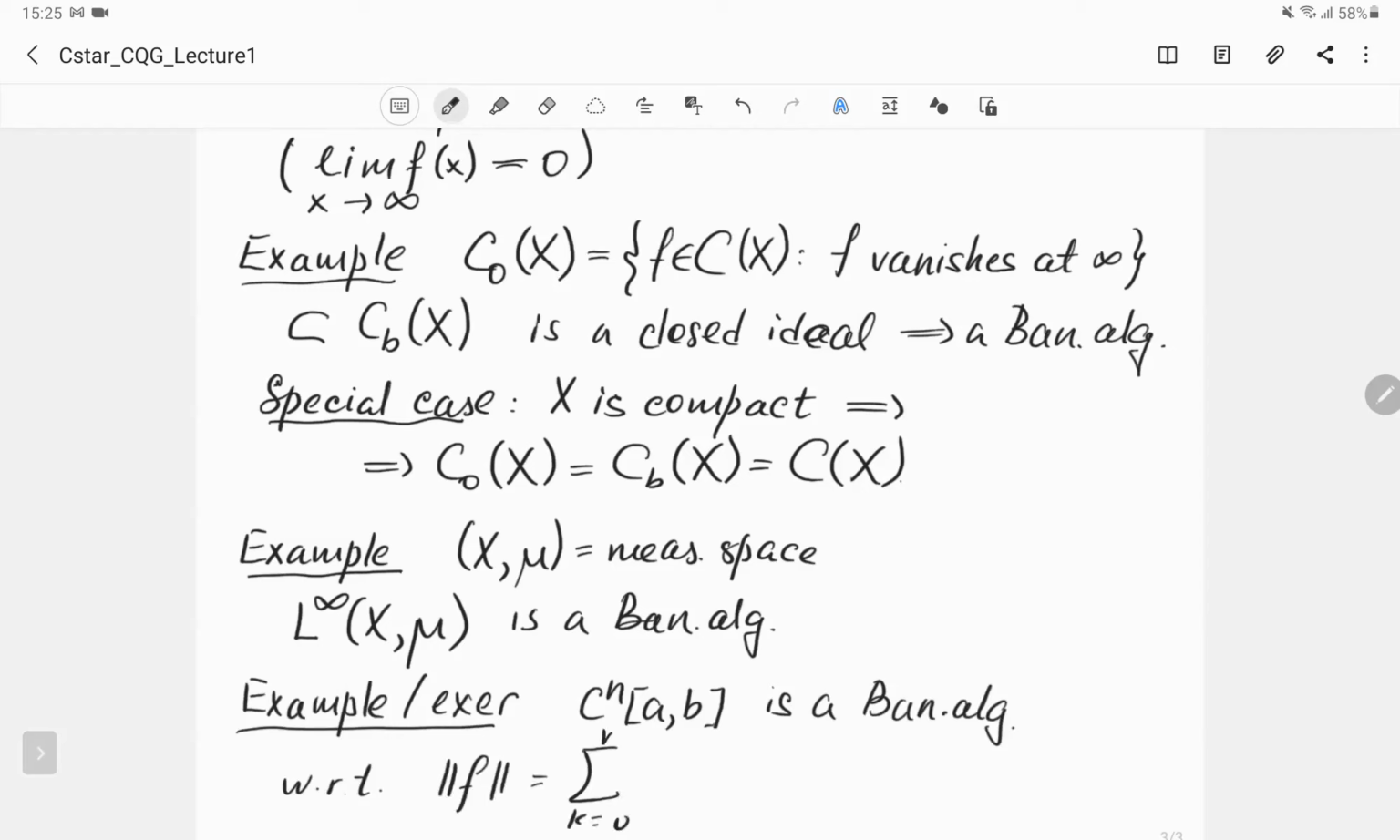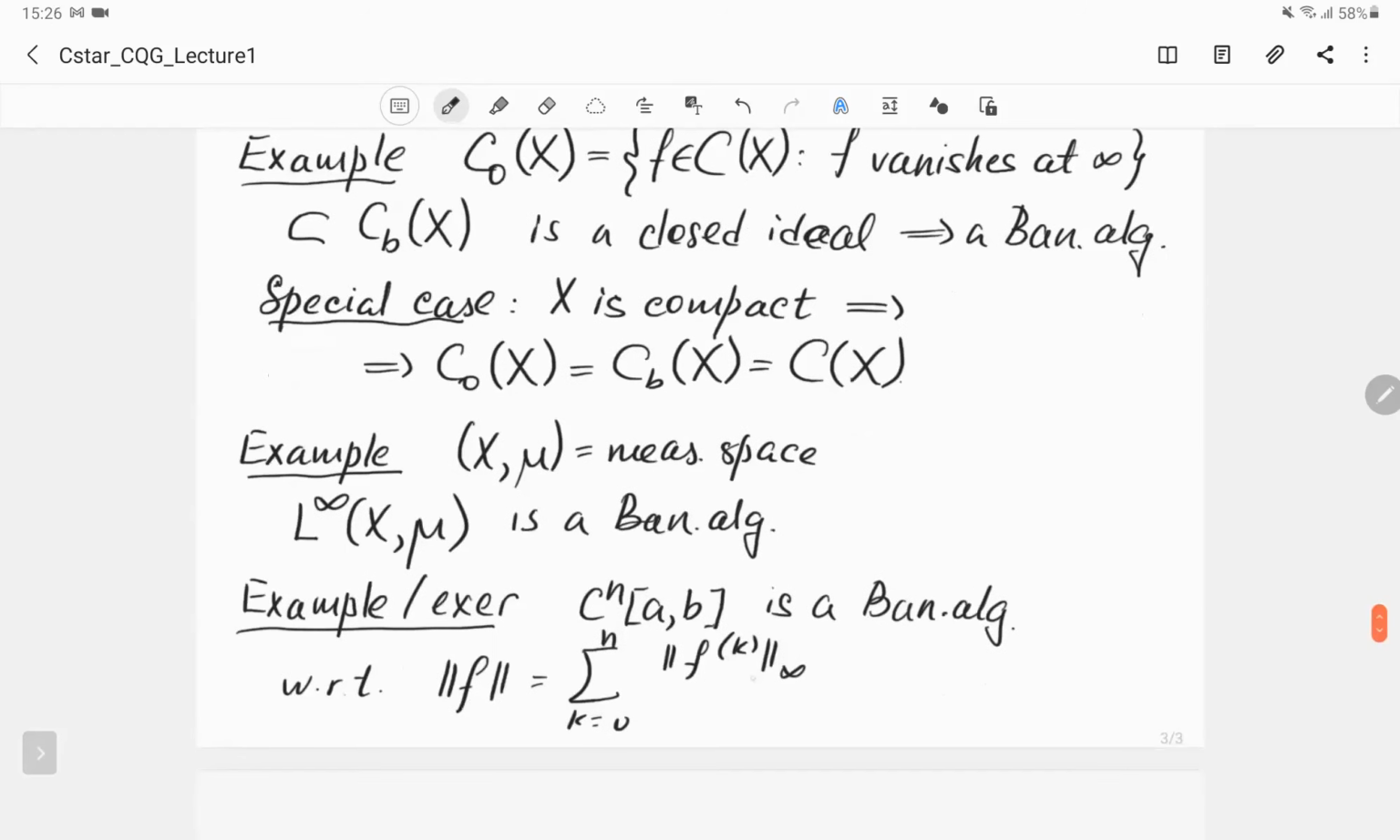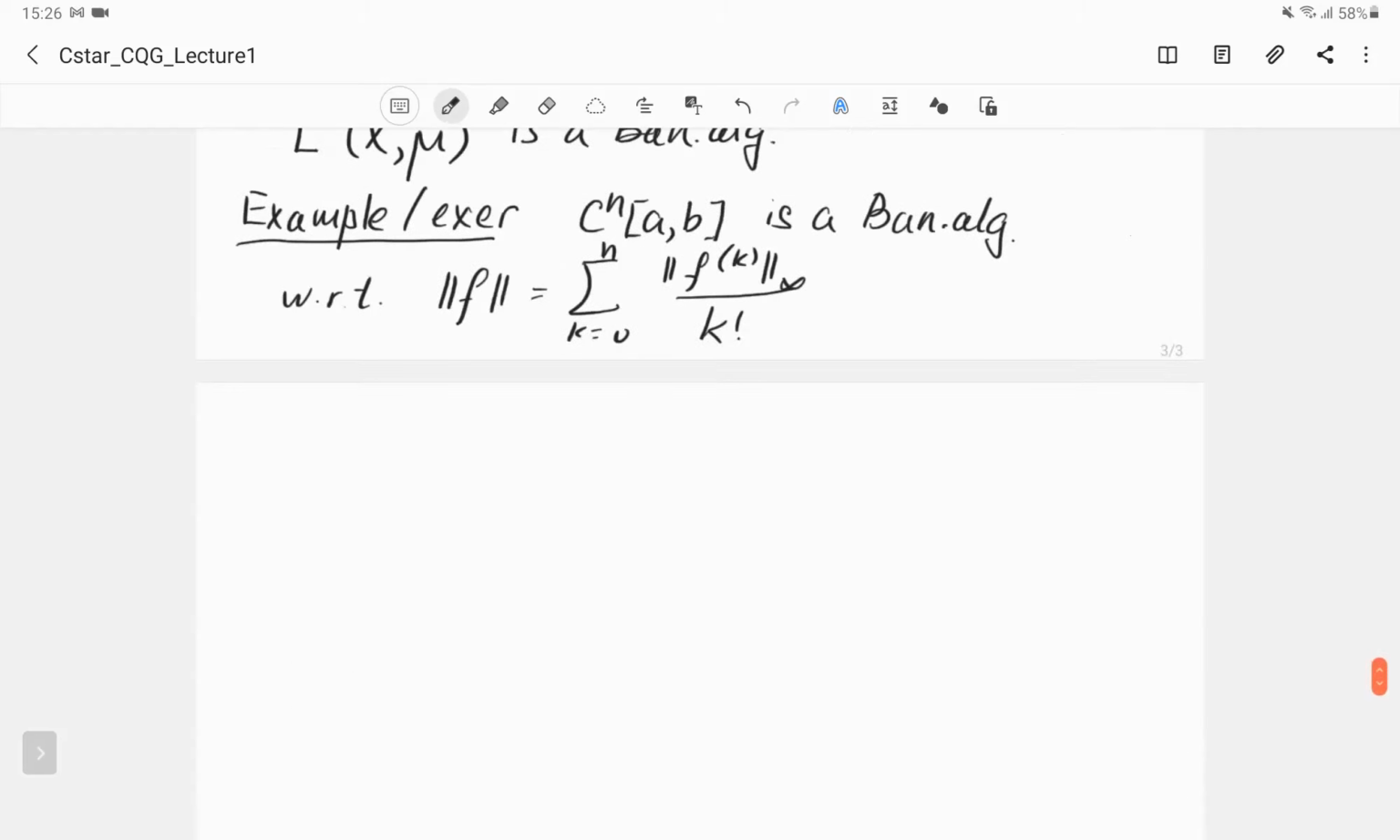For each k from 0 to n, we first take the supremum norm of the kth derivative and divide it by k factorial. So this norm is submultiplicative, and the algebra is complete. So it's a Banach algebra. One more example of a function Banach algebra, which is important for some problems of approximation theory and complex analysis.